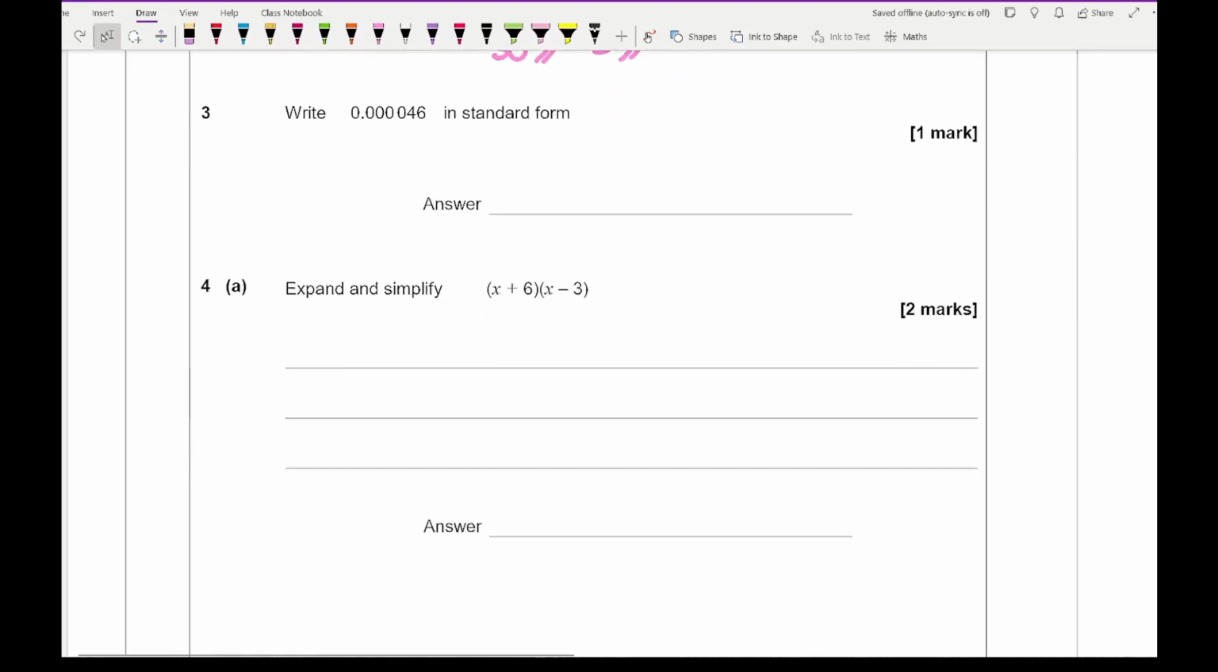Moving on to question 3, so looking at standard form, we want to convert this ordinary number into standard form. So our first number is going to be 4.6 multiplied by 10 to the power of minus, because it's a small number, and then all I'm doing is just counting the number of decimal places till it gets to 4.6. Or alternately you can count the number of zeros at the front, in which there are 5, so it's going to be 4.6 times 10 to the power of minus 5.